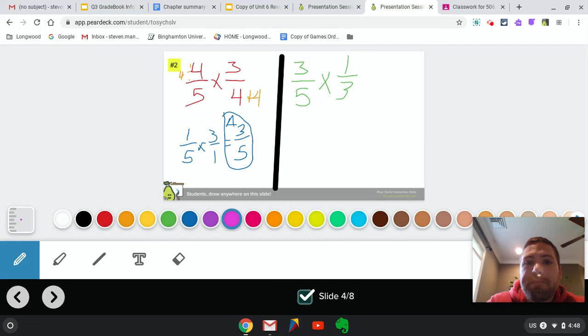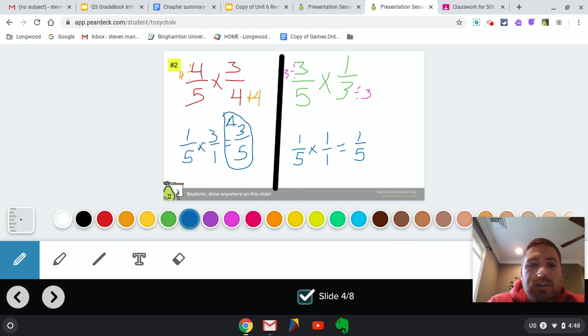So let's cross cancel here, or cross simplify. I know I can divide 3 and 3 by each other, right? And I can't do anything with 5 and 1. Again, the greatest common factor is 1 there. So when I rewrite this problem here, I have 1/5 times 1/1. And then again, multiply numerators, multiply denominators.